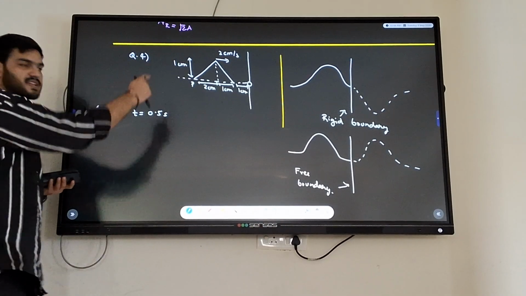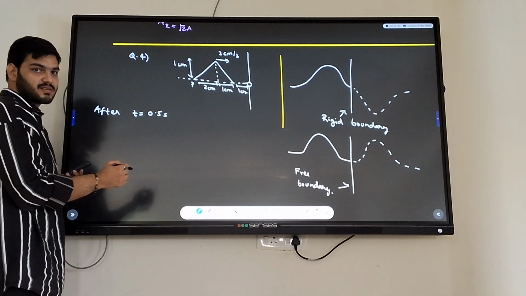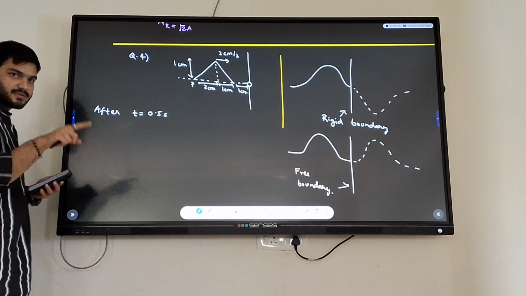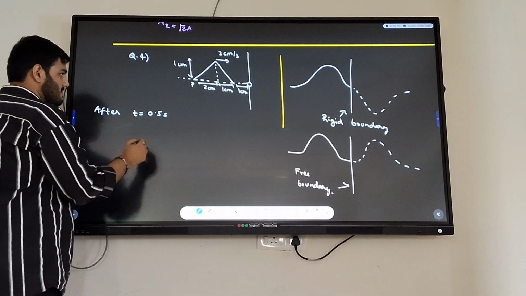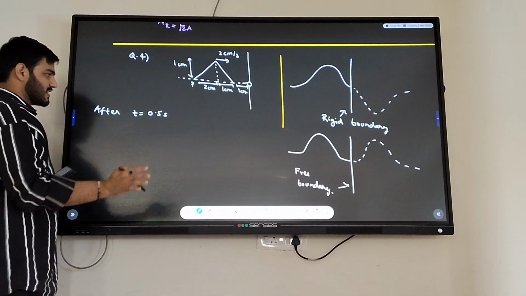So let's check at t equal to half second. Sir, at 1.5 second, it is half centimeter height. Half centimeter. No, the amplitude. No, not P, sir. That thing. Not that. I'll do it now, wait, I am doing it.